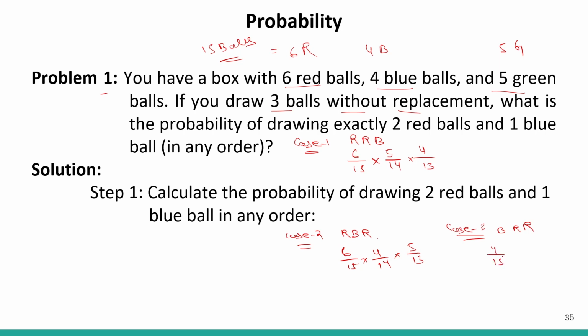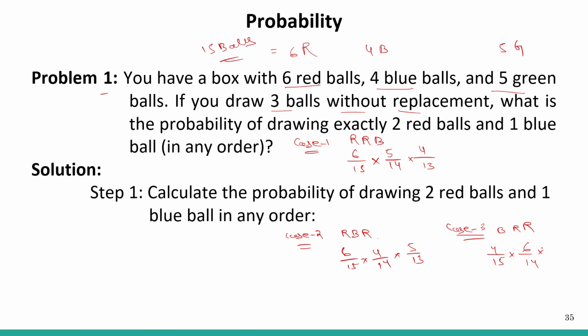4 by 15, because 4 blue balls are there and the total number of balls is 15 in the box, because nothing has been picked up yet. The first ball being picked is a blue ball. Then what will be the probability that a red ball is chosen after this has happened? It will be 6 by 14, because there are 6 red balls, since only a blue ball has been picked, and the total number of balls remaining is 14, because already a blue one is picked.